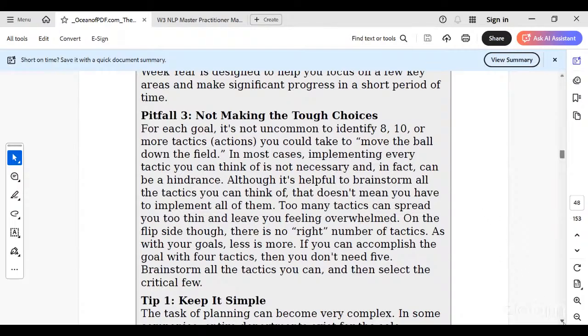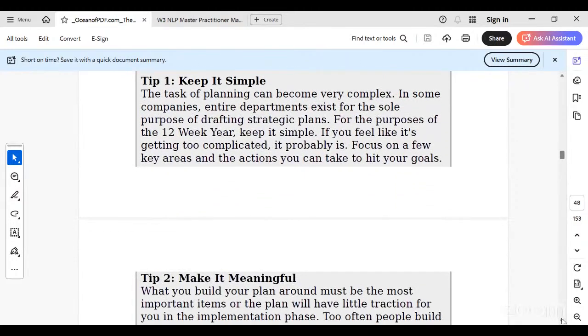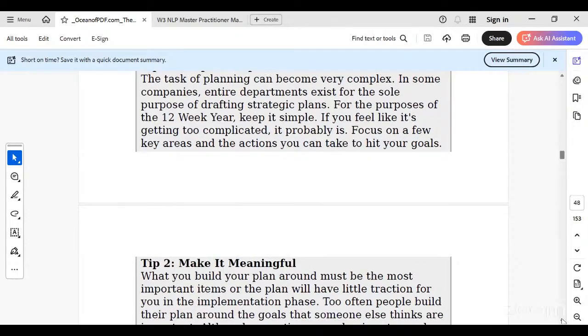Tip 1, keep it simple. The task of planning can become very complex. In some companies, entire departments exist for the sole purpose of drafting strategic plans. For the purposes of the 12-week year, keep it simple. If you feel like it's getting too complicated, it probably is. Focus on a few areas and the actions you can take to hit your goals.